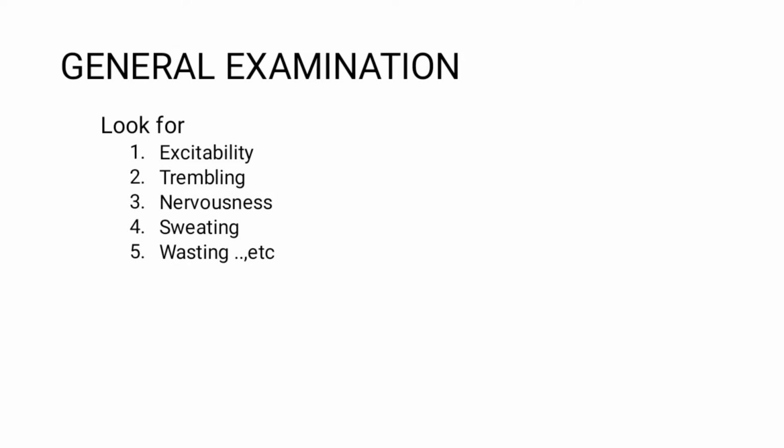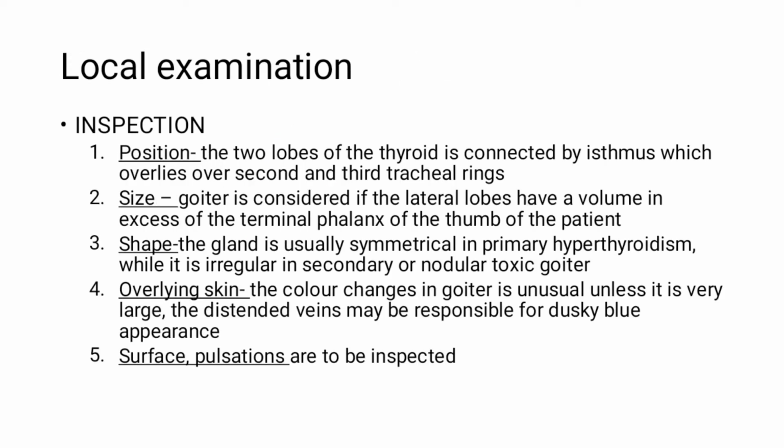Coming to the general examination of the thyroid gland, we should look for excitability, trembling, nervousness, sweating, wasting, etc. And coming to the local examination of the thyroid gland, firstly, inspection. Position of the thyroid. The two lobes of the thyroid are connected by the isthmus which overlies the second and third tracheal rings. The size of the glands.